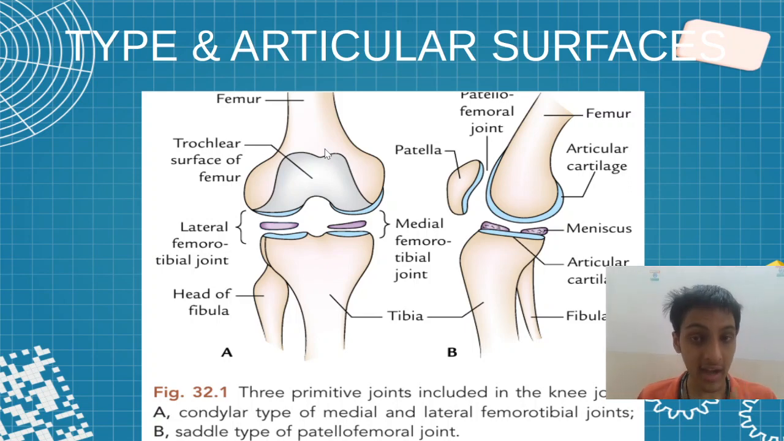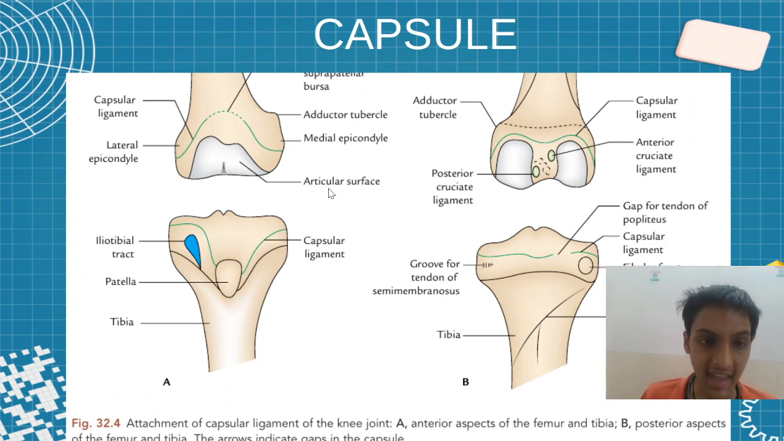And another very crucial point here. Please remember this point forever: the fibula does not form the knee joint. So when you are asked what forms the knee joint, your answer should be the femoral and tibial condyles with the patella. Not the fibula. Okay. Let us see the capsule.